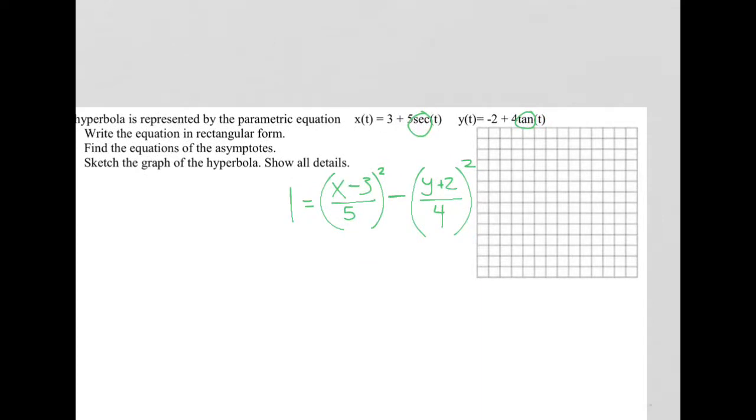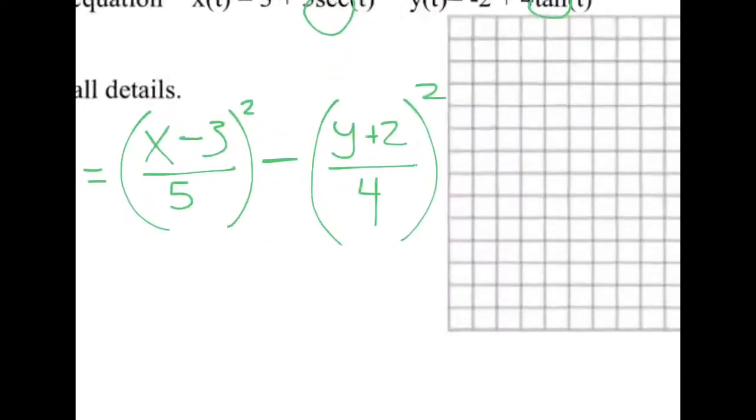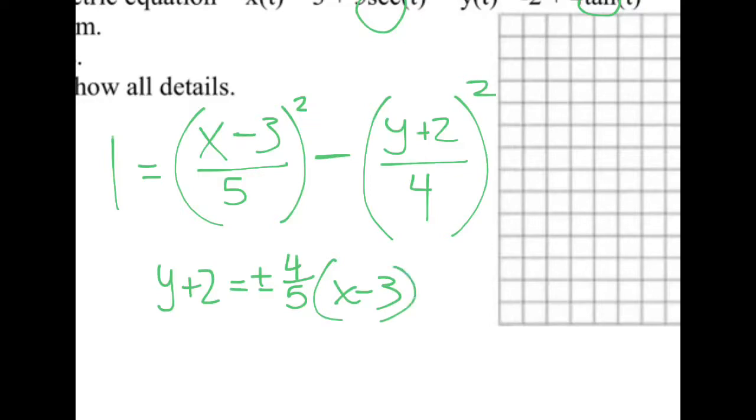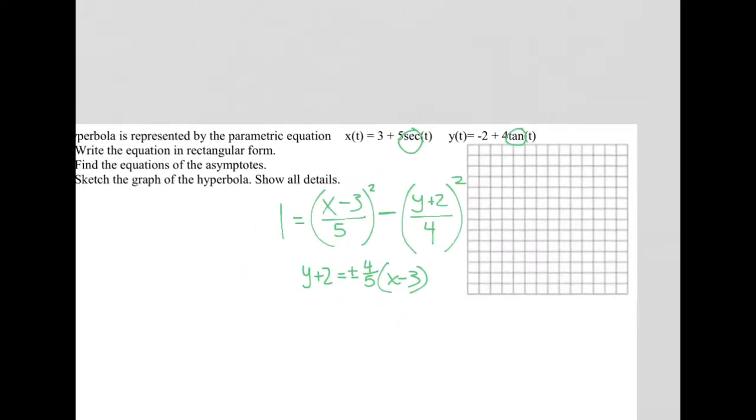And from that, we can easily find the equation of the asymptotes. So to do that, again, pluck this bit right there. y plus 2 equals, well, plus or minus our slope. What's our slope? Well, look, the 4 is with the y, the 5 is with the x. Rise over run then has to be 4 over 5 times my x expression right there, x minus 3. So there you have the equation of the hyperbola and the equation of the asymptotes.